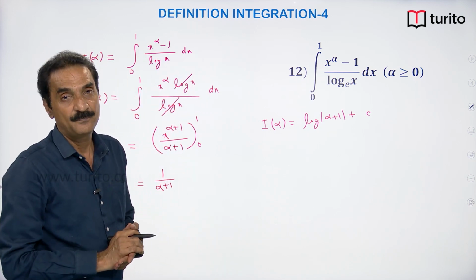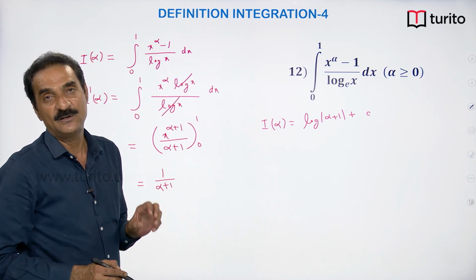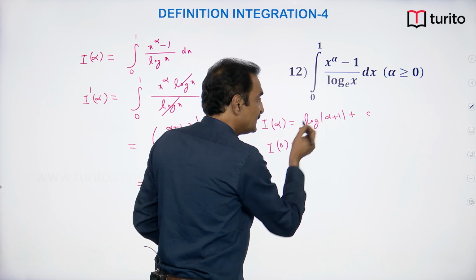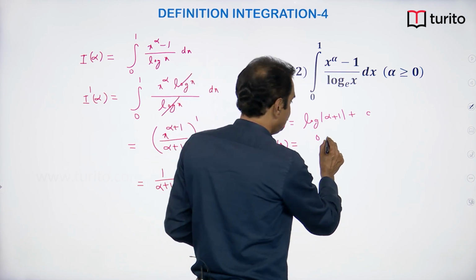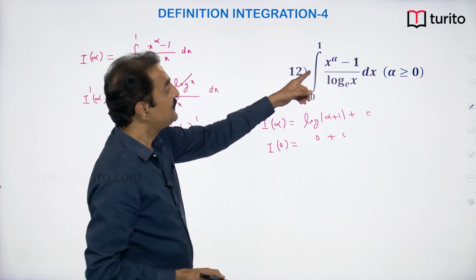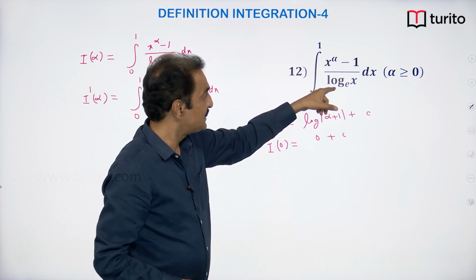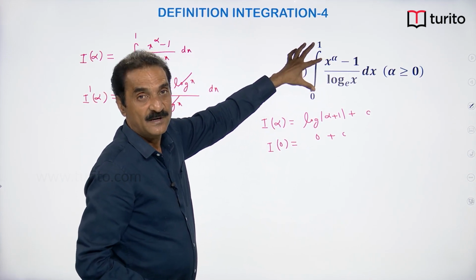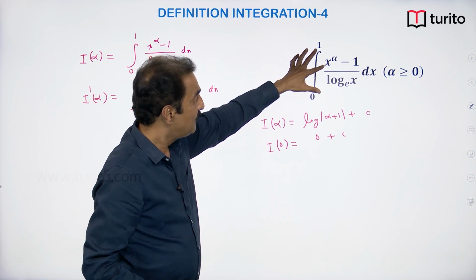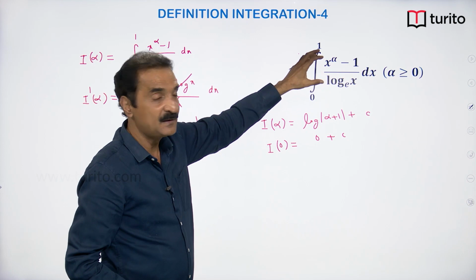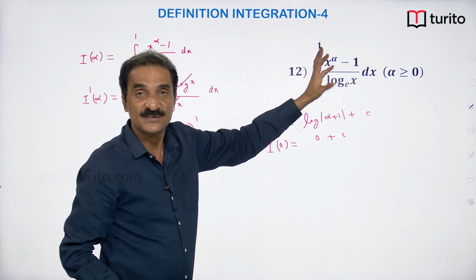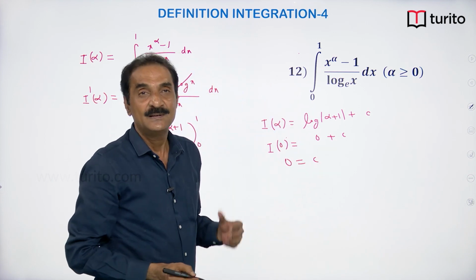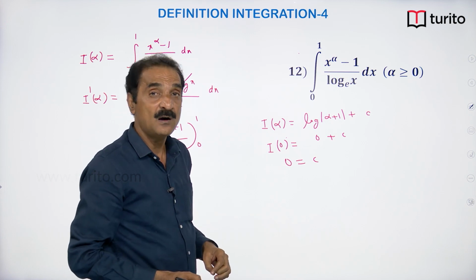How to find c now? Substitute some suitable value of alpha. I will substitute alpha is equal to 0. Then this will be log 1, which is 0, plus c. What is I of 0 in the given function? Substitute alpha is equal to 0. What you will get? This will become 1 minus 1, 0, definite integral 0 to 1, 0 dx is 0. So, I of 0 is also 0. So, c is 0, then I of alpha is finally log mod alpha plus 1.